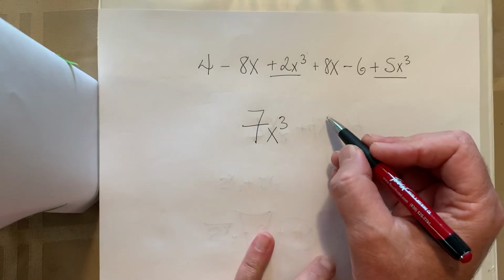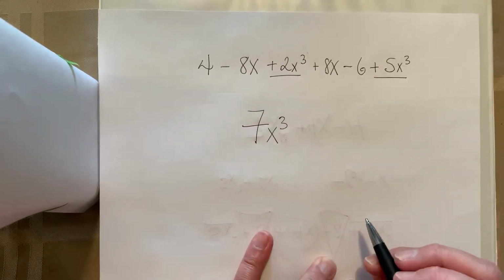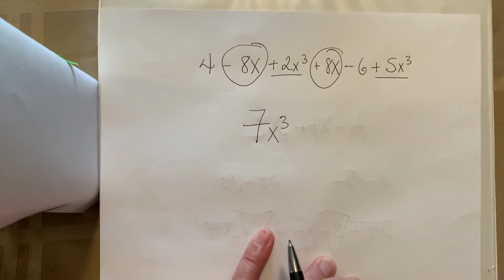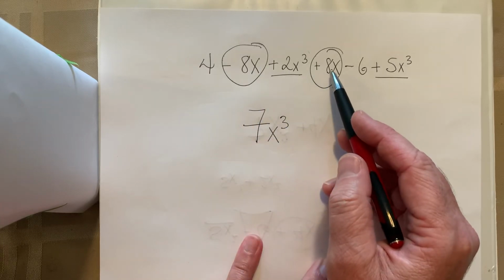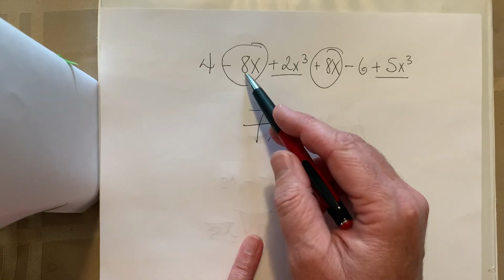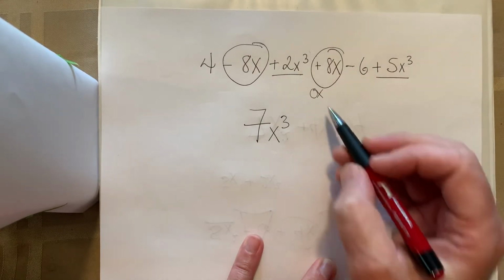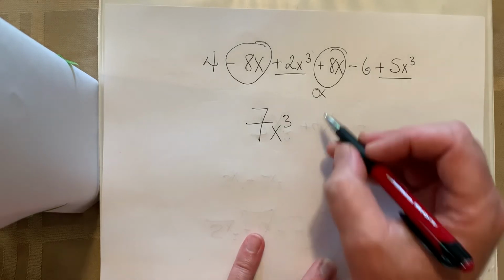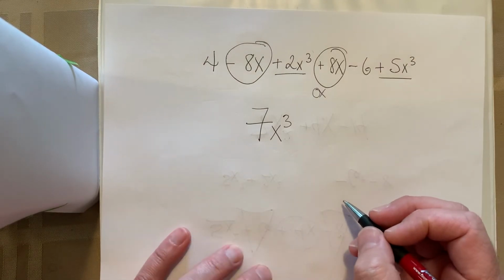Now, you would think next we'd go to x squares, but we don't have any x squares. So then we would go to our x's. Look, you have a -8x plus a positive 8x. Together, a -8x and a positive 8x make 0x. But we don't write that. Don't put 0x. 0x is just gone. 0 times x would be 0, so don't even bother to put it.